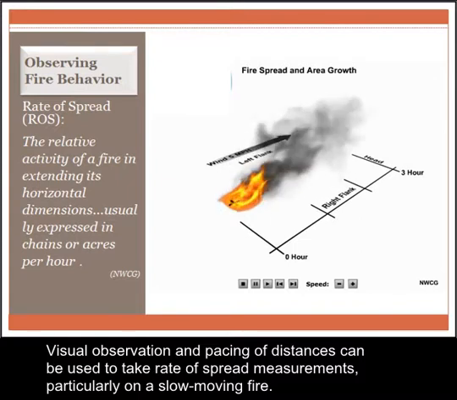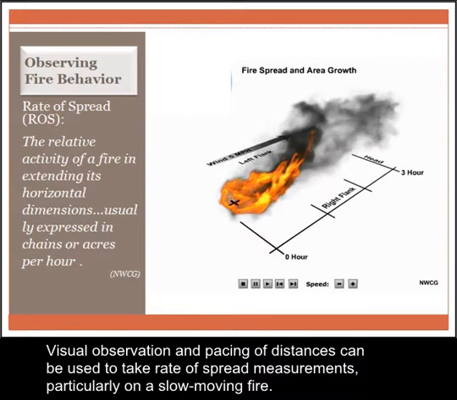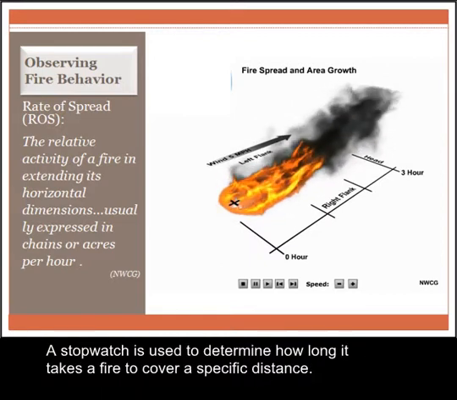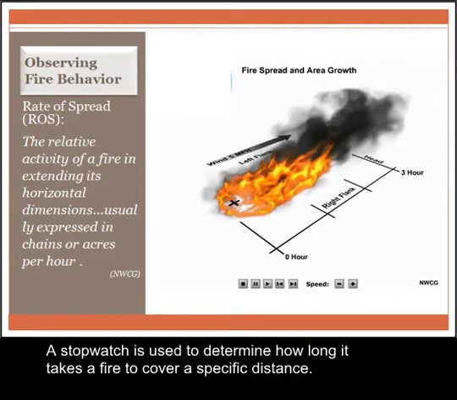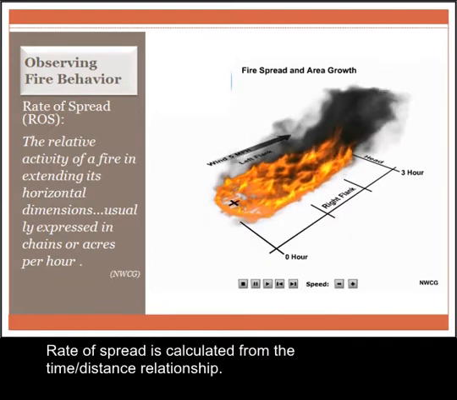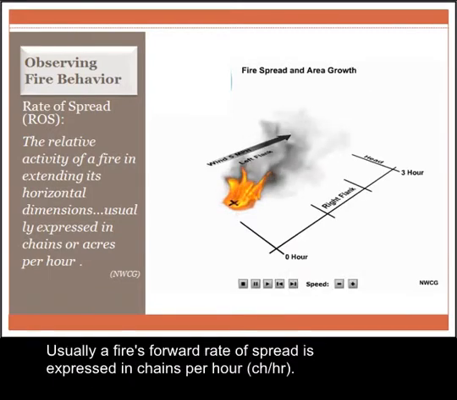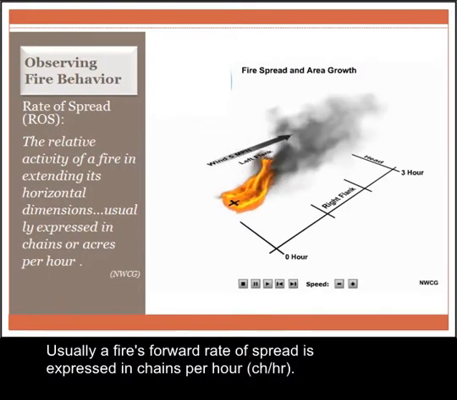Visual observation and pacing of distances can be used to take rate of spread measurements, particularly on a slow-moving fire. A stopwatch is used to determine how long it takes a fire to cover a specific distance. Rate of spread is calculated from the time-distance relationship. Usually, a fire's forward rate of spread is expressed in chains per hour.